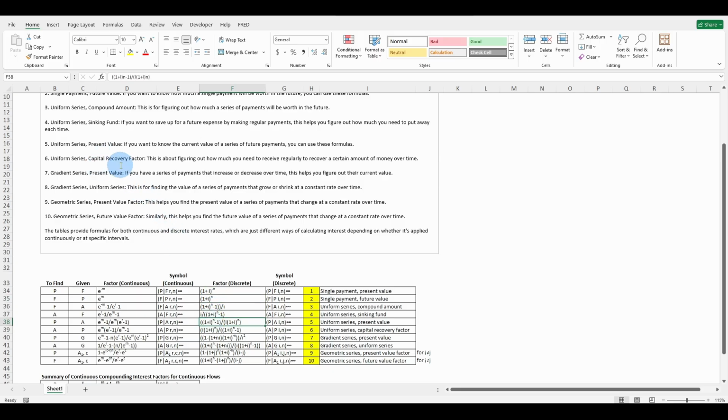Number 6, capital recovery factor. This is about figuring out how much you need to receive regularly to recover a certain amount of money over time. Here we have number 6. So you're going to see I, 1 plus I of n, minus 1. So we have I, it's going to be times 1 plus I of n divided by I plus n.